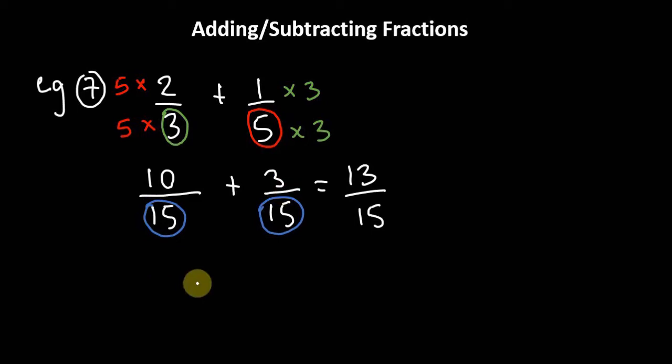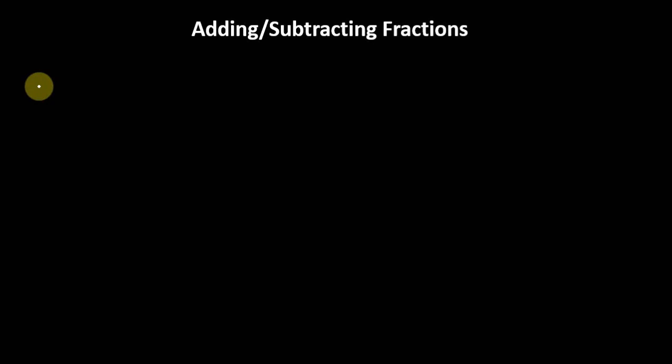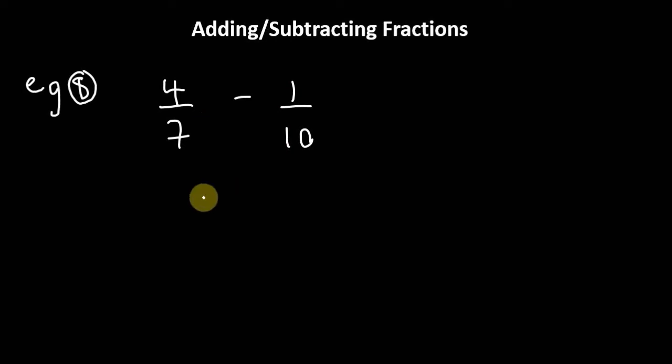Now let us look at a few more examples. Now let us call this one example 8. Now, what if we were actually subtracting fractions? By now you would have noticed that the methods for adding and subtracting fractions are really the same. It's just that for one you're adding and for the other you're subtracting. How ironic. Let's say we had 4 over 7 minus 1/10. Now how would we treat this?